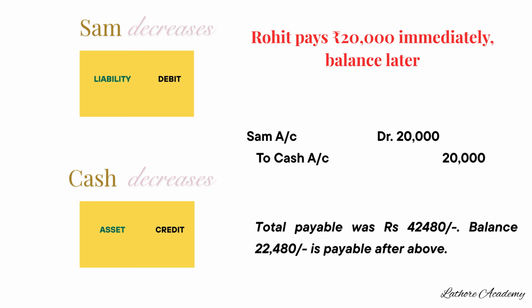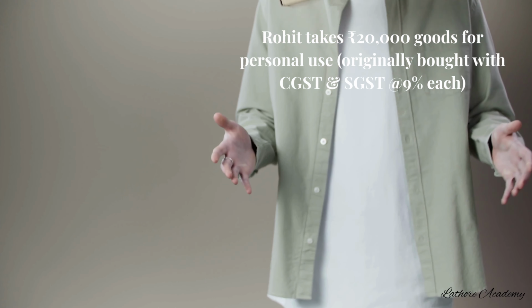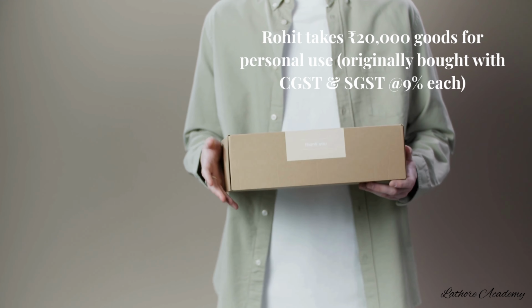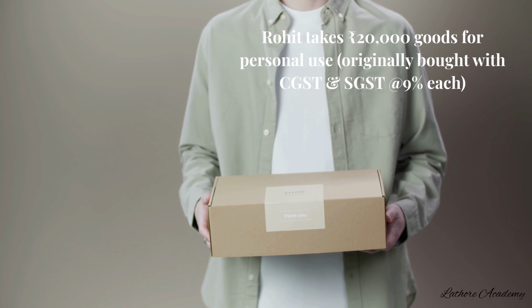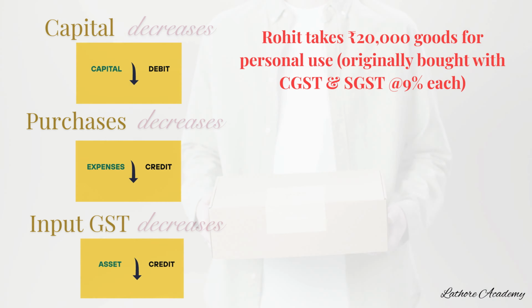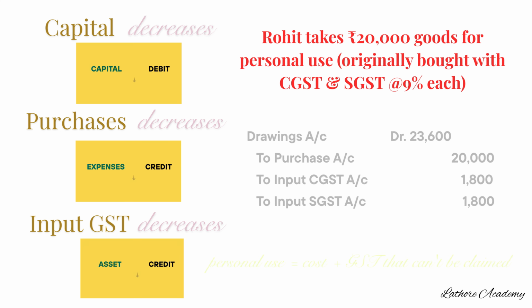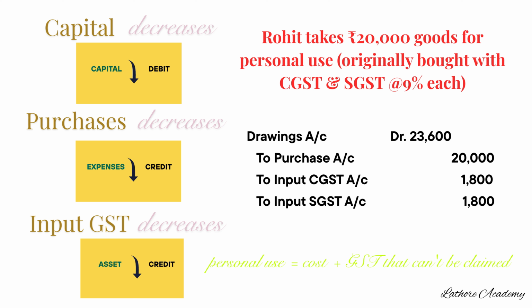And moving on to the next transaction, Rohit takes 20,000 rupees goods for personal use. Originally bought with CGST and SGST, isn't it? At 9% each. So when goods go personal, GST input tax credit has to be reversed. You remember our discussion that when it is not meant for selling purpose and if it is not used for selling, then you have to reverse the input CGST.